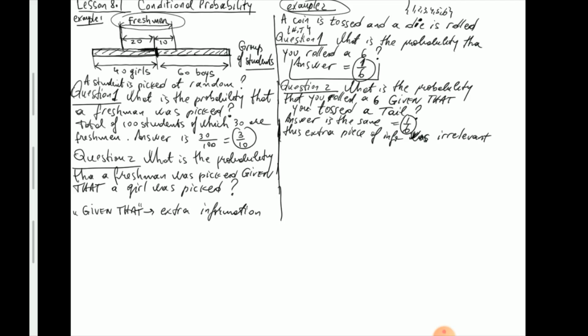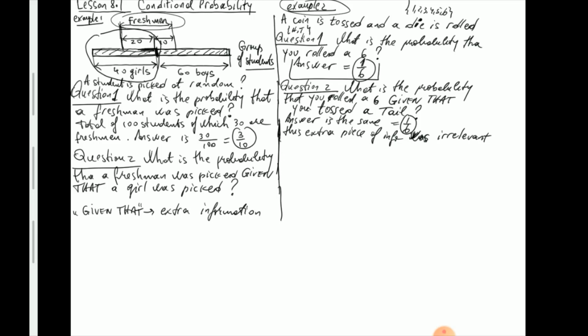if we do know that a girl was picked, all of a sudden the number of outcomes possible from which you actually compute this probability is collapsed to 40 items only, or 40 girls, in this particular example. So it's not a matter of picking 30 freshmen out of a total of 100 students. It's actually a matter of picking just 20 freshmen out of 40 girls. So once we have this given extra information, this becomes relevant, right?